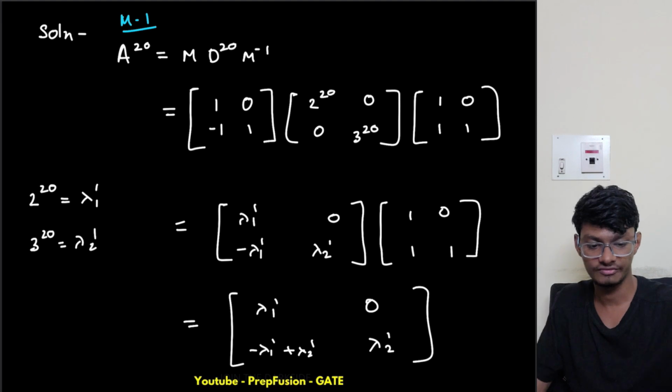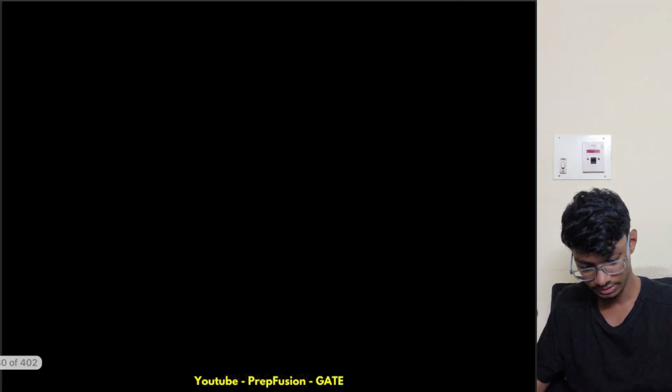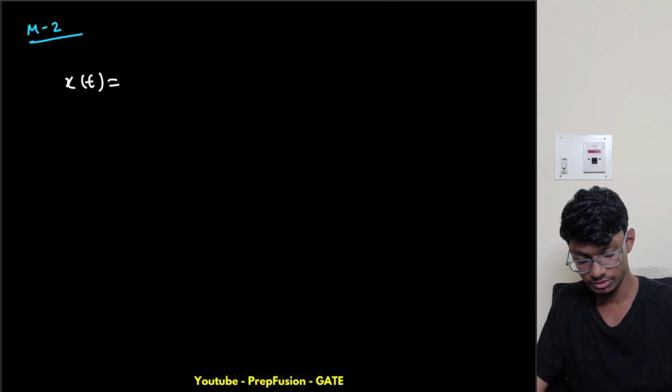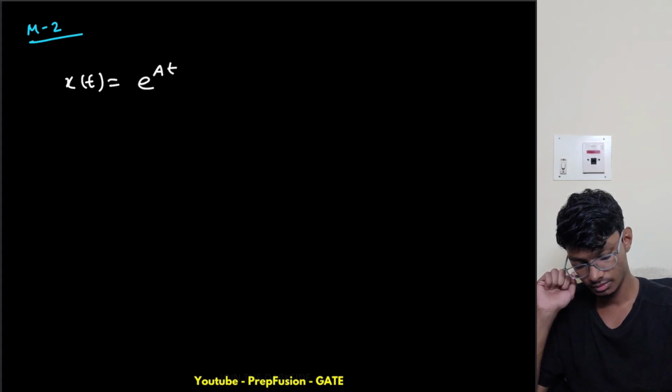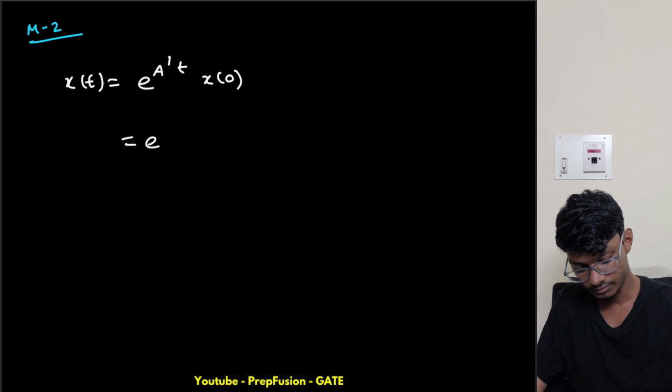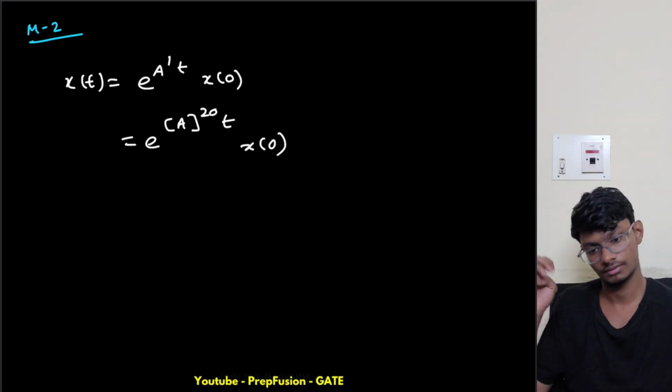But what I prefer is the second method. What is the second method? So method 2, again the time domain analysis basically. What is x of t equal to? x of t is simply e raised to power At, which is the state transition matrix, times x of 0. This time I will write it as A dash t. Now what is e raised to power A dash t? It becomes e raised to power of a matrix which has been raised to power 20, times t, into x of 0.